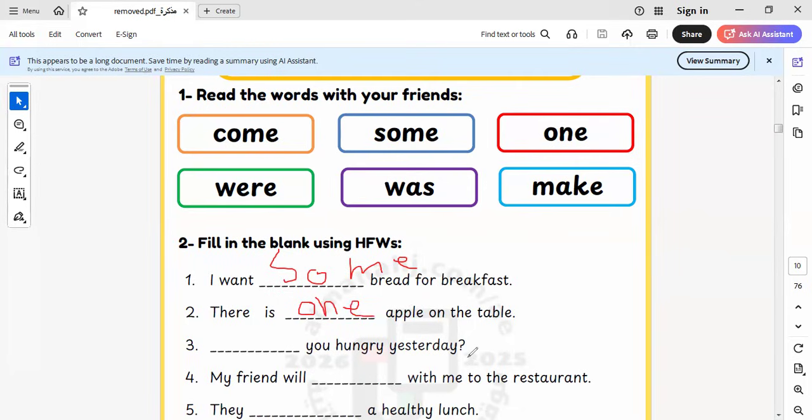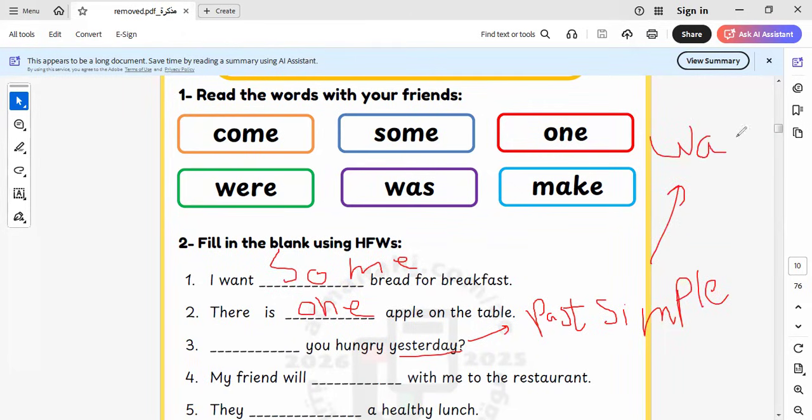"You were hungry yesterday." Here we have "yesterday," and yesterday is the keyword of what? Of the past simple. So in the verb to be, what do we use in the past simple? Was and were. I first see the pronoun and select the verb according to the pronoun. Here we have "you," so I put "were," because "were" goes with the pronoun "you."